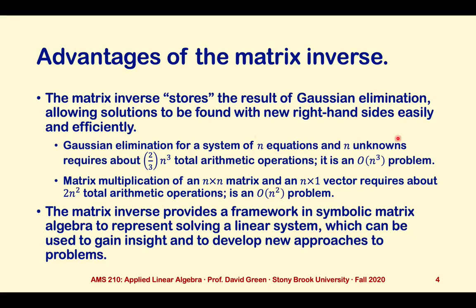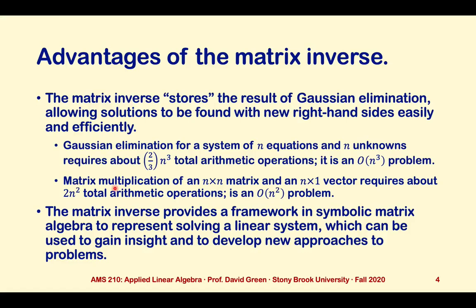We say that it is an order n cubed problem, meaning that if we double the size of the system, say from 2 variables to 4 variables, 10 variables to 20 variables, the amount of work we need to do increases by a factor of 8. That makes it very challenging and very expensive for big problems.